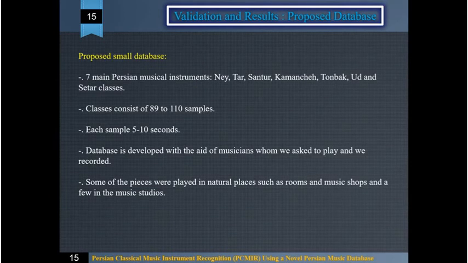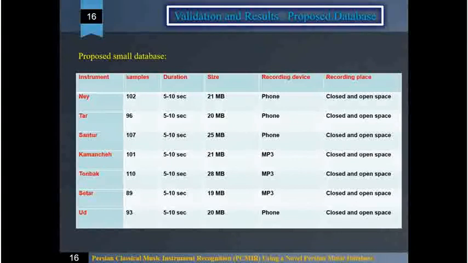music studios. This table presents the structure of our proposed database, with columns from left to right: the name of the instruments, number of samples, duration in seconds, size in megabytes, recording place, and recording device, as we have 7 different classes.